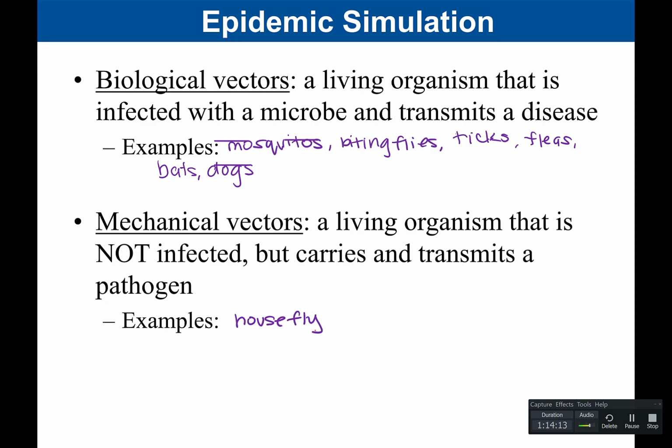And so houseflies, cockroaches, cat or bird scratches.